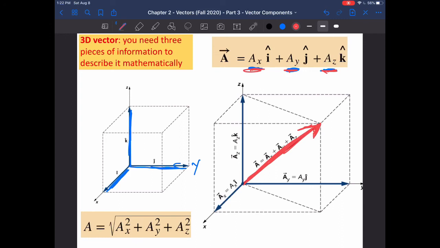But it turns out that it's still pretty easy to find the magnitude of this vector. It looks a lot like the Pythagorean theorem. Okay, so to figure out the magnitude of a 3-dimensional vector, I'm going to take the square root of the x component squared plus the y component squared plus the z component squared. Right? So it'll be pretty easy to figure out that length if you need to.